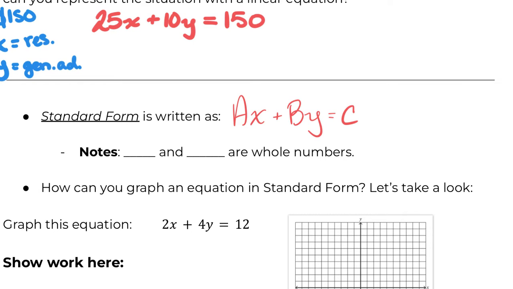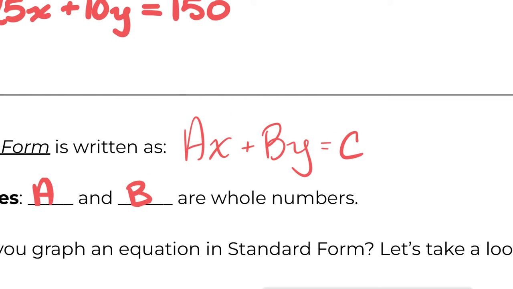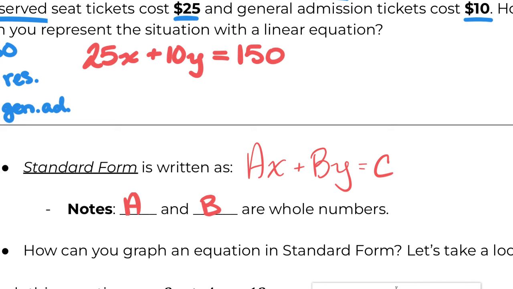All right, and you'll notice up here that our a and b value are whole numbers. So let's talk about this for just a second. This a is going to be the coefficient, or the number in front of your x value. So in this given equation, 25 is the a value, and 10 is the b value, because b is just going to be the coefficient in front of y. And then c is our constant. So 150, that is our c.